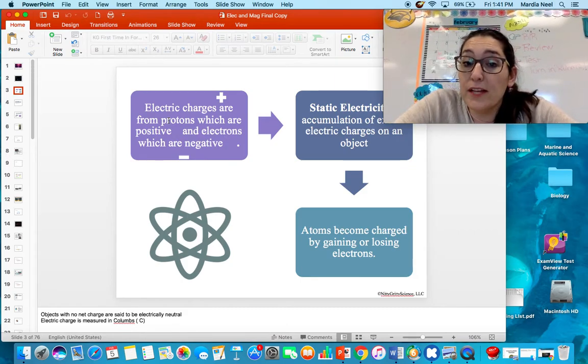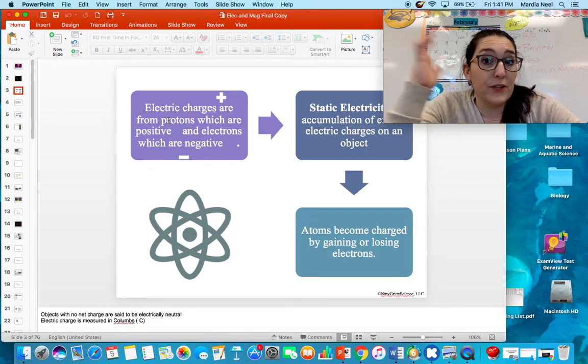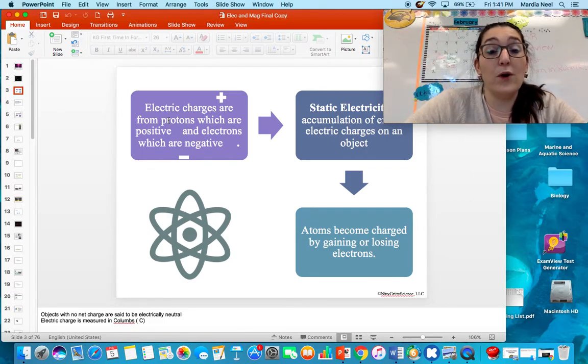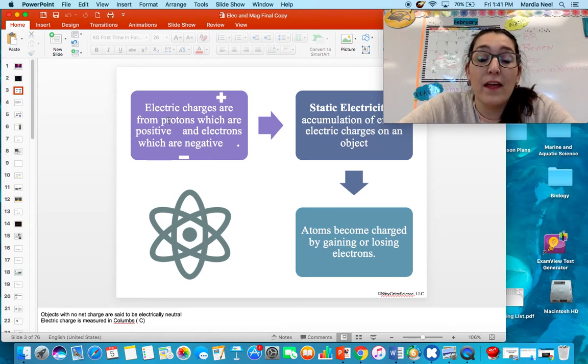So the accumulation of excess electric charges on something is static electricity. So that's like when you get shocked. If you're at Walmart and you touch the basket and you get shocked, that's static electricity. If you rub your feet on the floor really hard and touch your friend and you shock them, that's static electricity. Or if you've ever rubbed a balloon against your hair and pulled it out and watched all of your hair stand on end, that's because of static electricity.